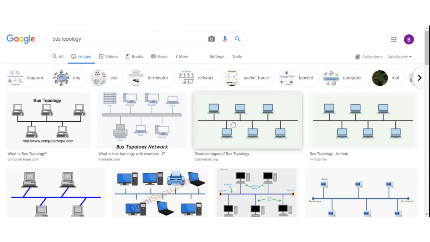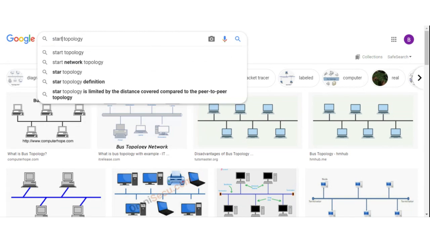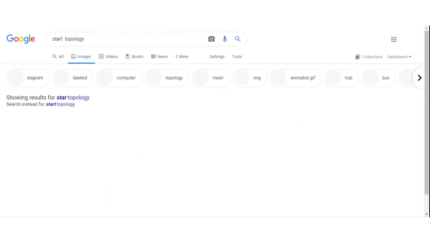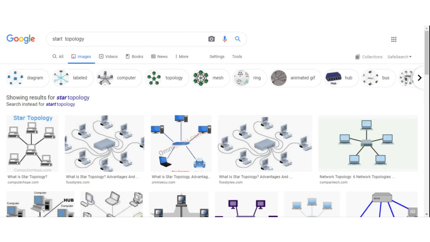Then there is what we call a star topology. In a star topology, we must be having a central device. That device can be a switch, a hub, or a server, whereby all other computers or nodes are connected to that central device. But the main problem is that in case the central device is off, the entire network is off. This is what we call a star topology.